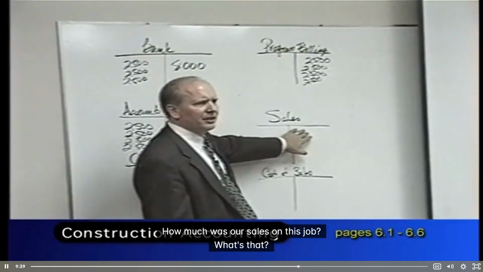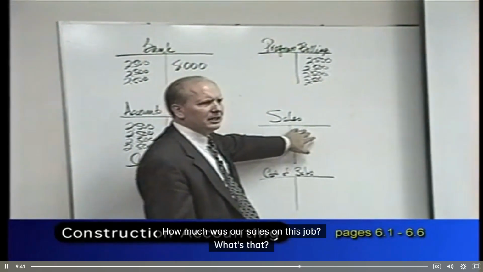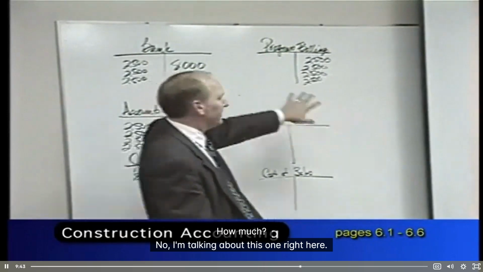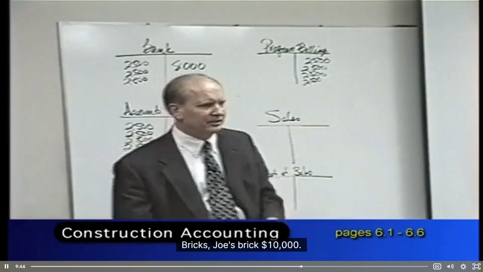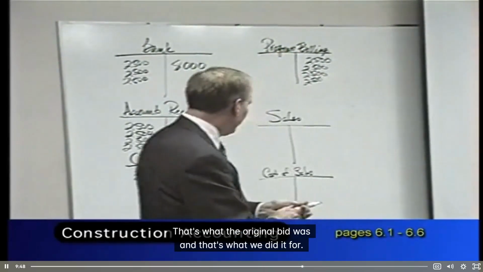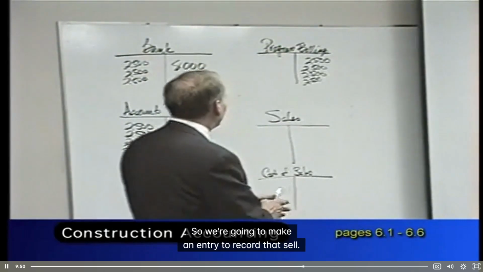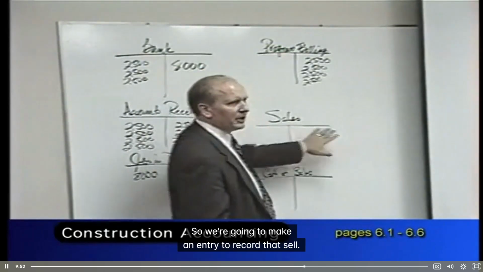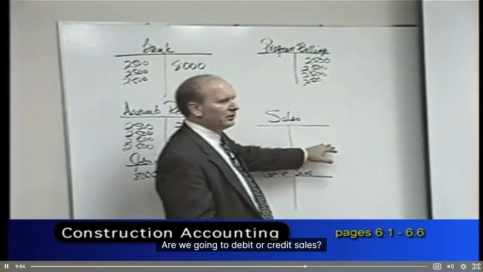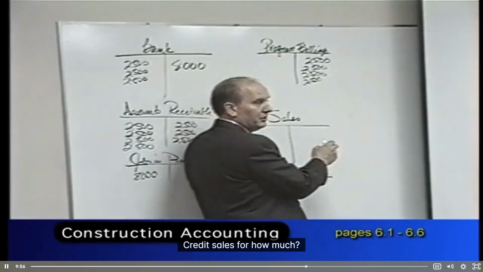How much was our sales on this job? What's that? How much? No, I'm talking about this one right here, Joe's Brick. $10,000. That's what the original bid was, and that's what we did it for. So we're going to make an entry to record that sale. Are we going to debit or credit sales? Credit sales for how much?